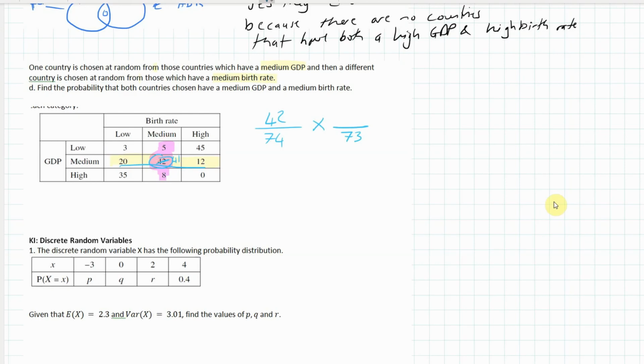And oh, hang on, I'm picking from a different row, so it might not be 73. Now I've got to count up this way. So yeah, 41, 49, 50, I think it's 54. But out of those, we should have 41 options. So let's just do that. 42 over 74 multiplied by 41 over 54. That gives me 287 over 666. Okay, there we go.